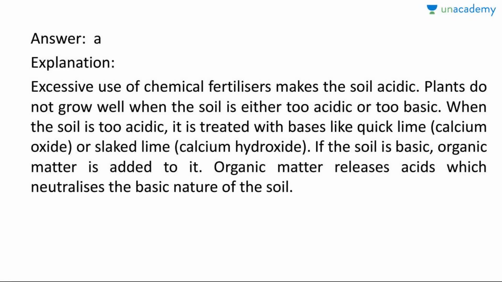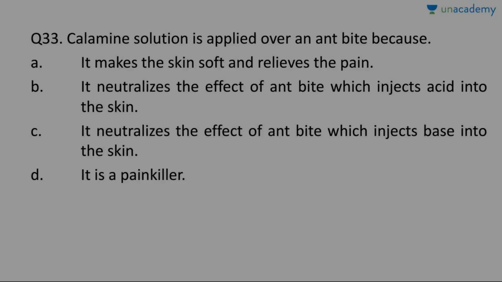So excessive use of chemical fertilizer will make the soil acidic. Plants will not grow well if the soil is either acidic or basic. And when the soil is too acidic, it is treated with bases like quick lime, like calcium oxide, or slaked lime, like calcium hydroxide. And if the soil is basic, organic matter is added to it, and organic matter releases acids which neutralize the basic nature of the soil. So answer here is A.